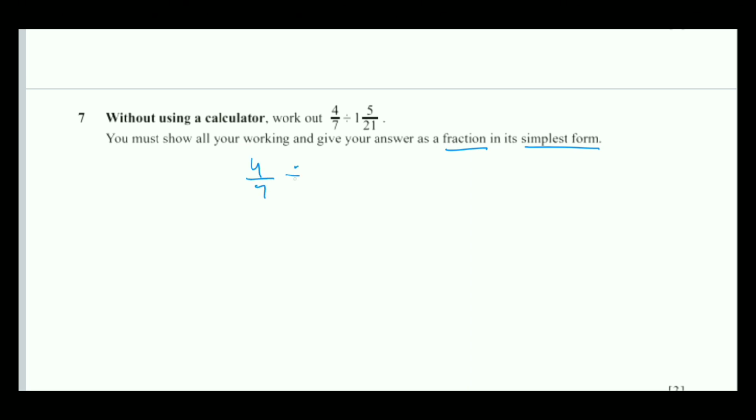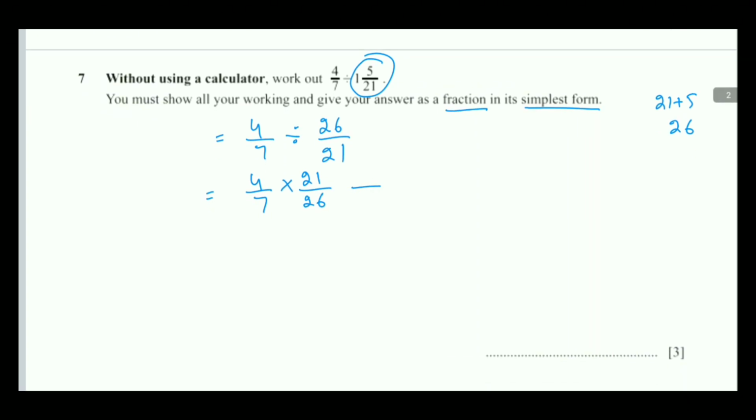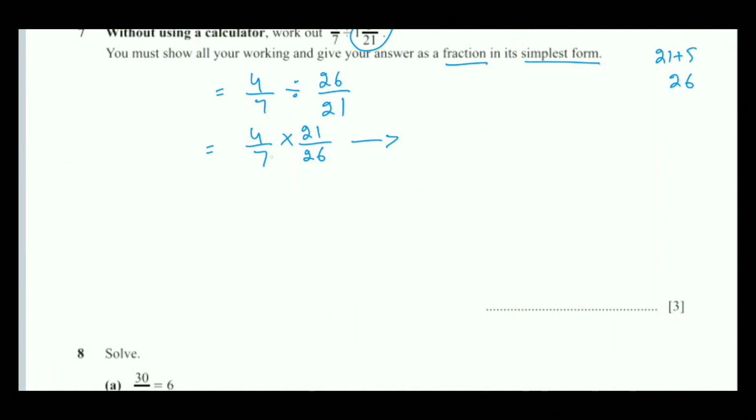4/7 divided by, first of all you have to convert the mixed number into an improper fraction. So 21 multiplied by 1 is 21, and 21 plus 5 is 26. So that will become 26 over 21. The next step is that you have to convert division into multiplication. And what is the rule? The division sign will be converted into multiplication and the next fraction will be reciprocated. You will take the reciprocal of the next fraction. I think all of you know about this rule. So now you can do cutting. 7 1s are 7, 7 3s are 21.